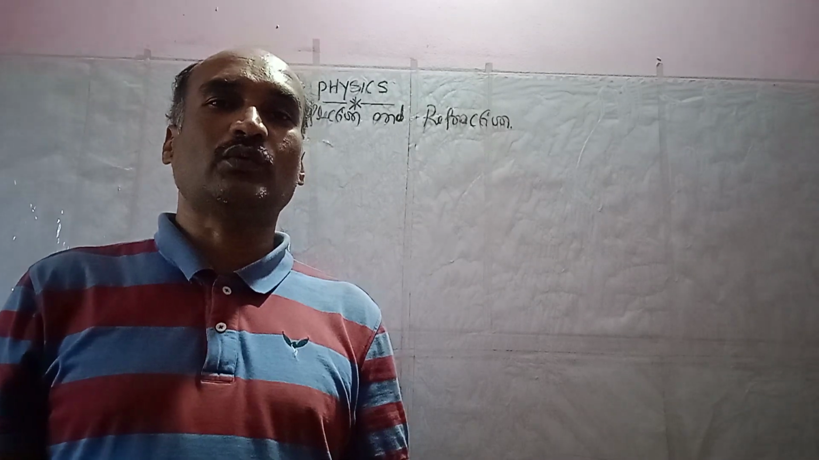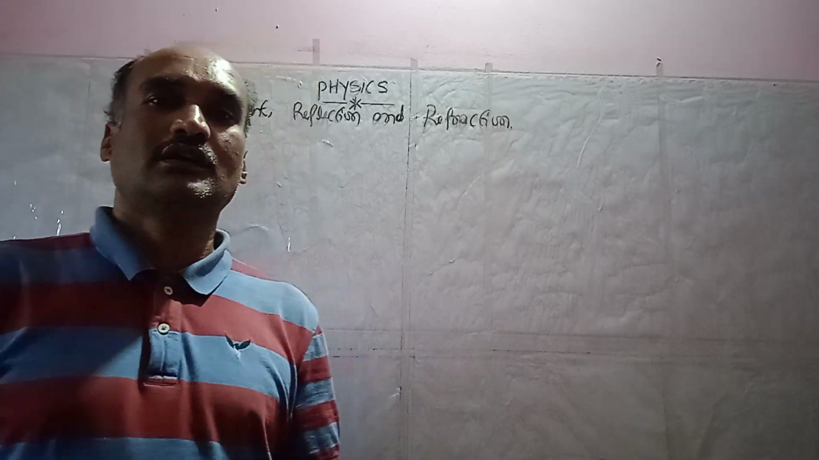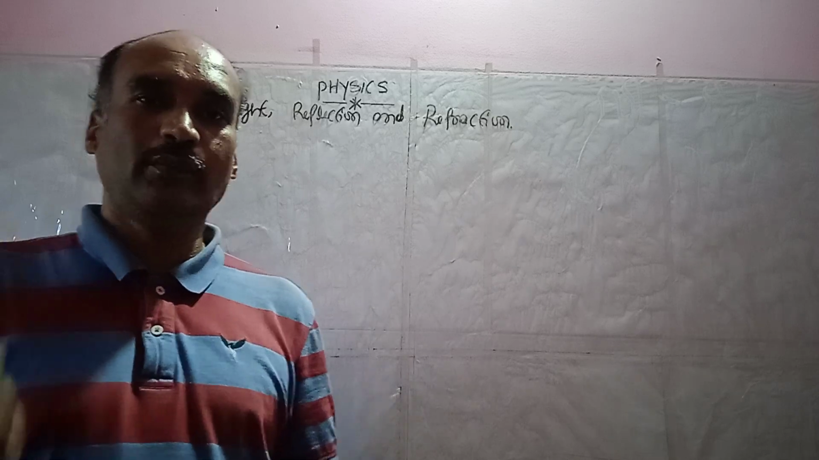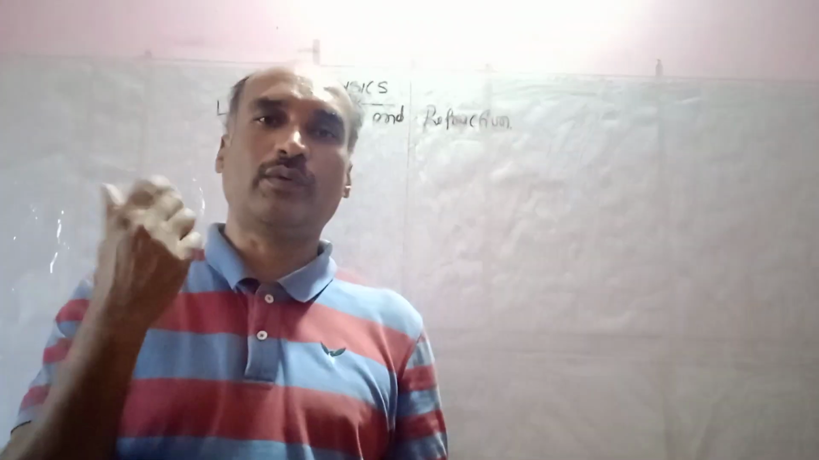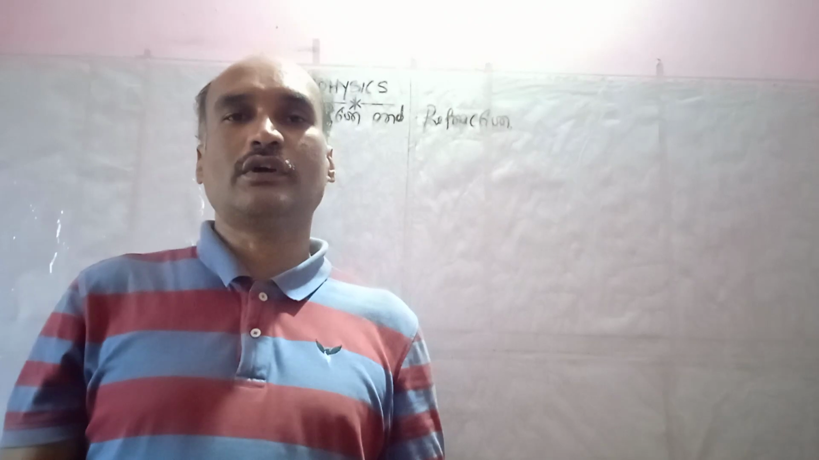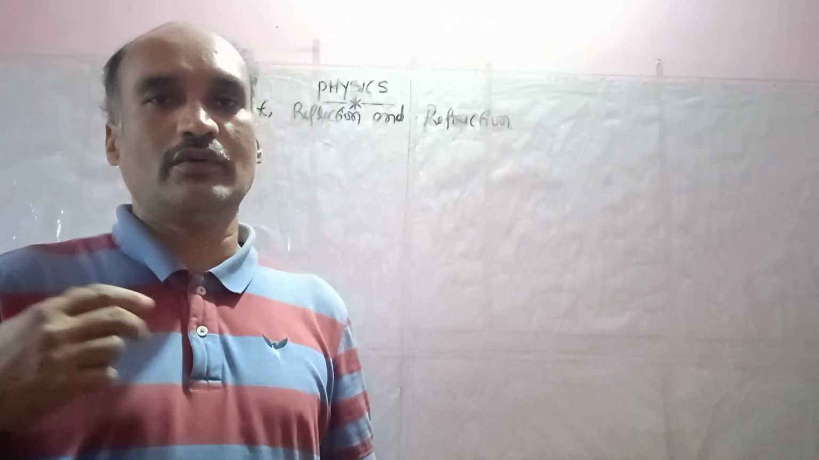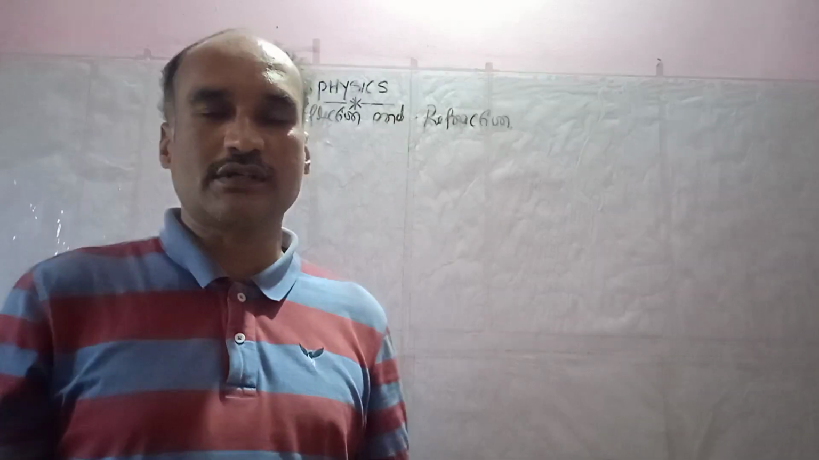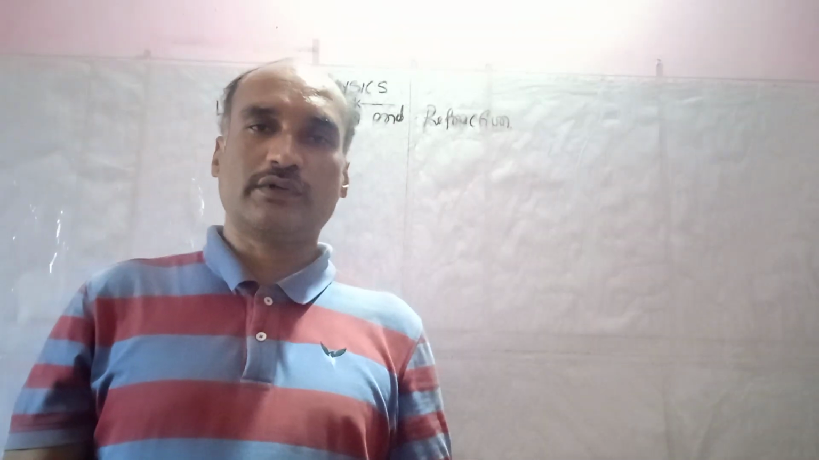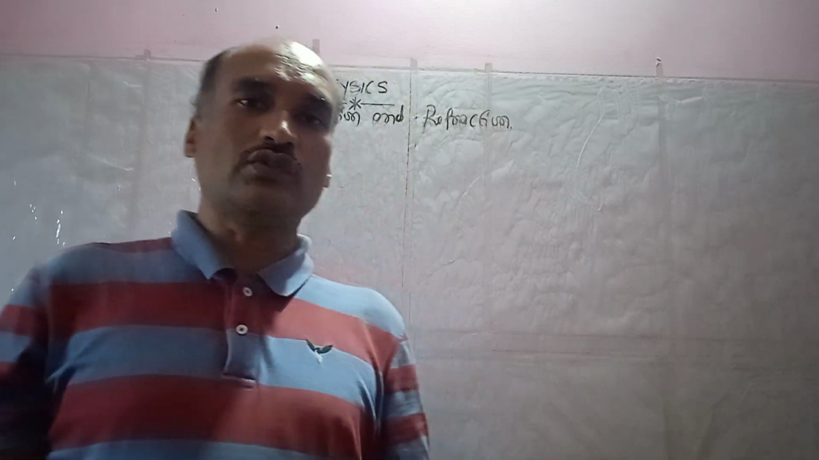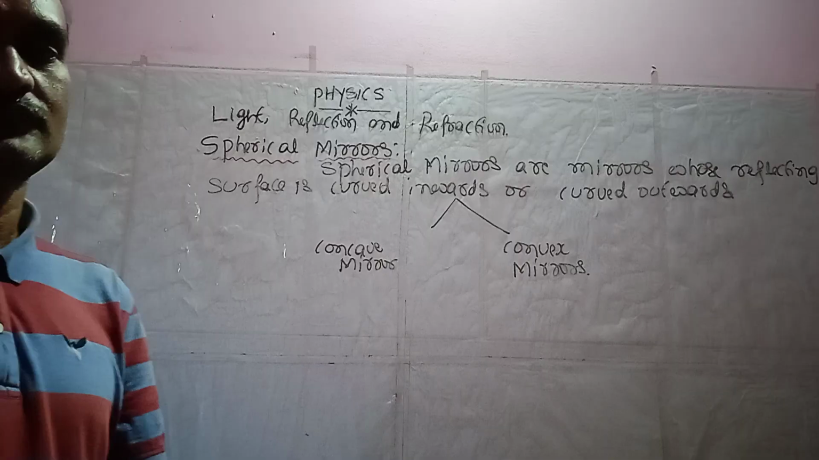Yesterday we learned about what light is and the nature of the image formed by a plane mirror. Today we will study spherical mirrors, the types of spherical mirrors, and the difference between the two types, that is, the concave mirror and the convex mirror. So now I am going to teach you about spherical mirrors.